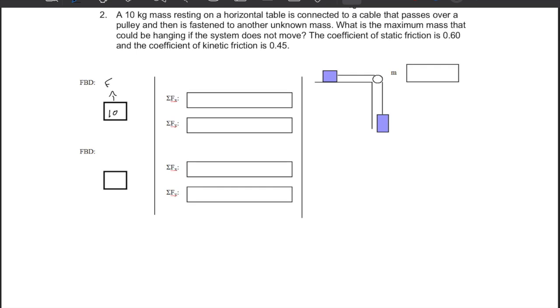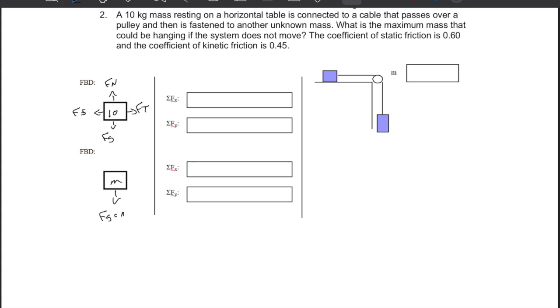The mass on the tabletop is 10 kilograms. It's got a force normal up of 100, force gravity down of 100. There's a tension pulling to the right. We can see the rope, the cable. They're calling it a cable. And this time there's friction to the left.